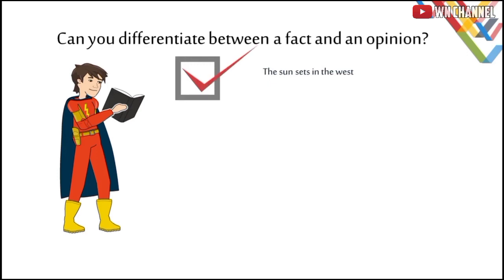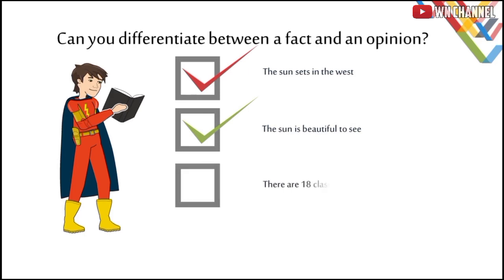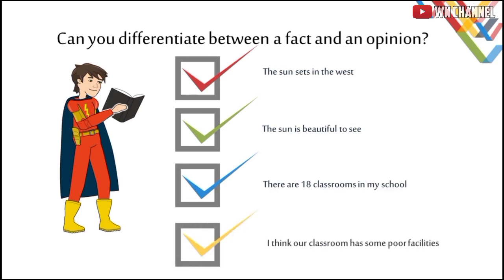Okay, can you differentiate between a fact and opinion? The first example is the sun set in the west. The second one is the sun is beautiful to see. The third one, there are 18 classrooms in my school. The fourth one, I think our classroom has some poor facilities. So among these four examples, which one is a fact and which one is an opinion?